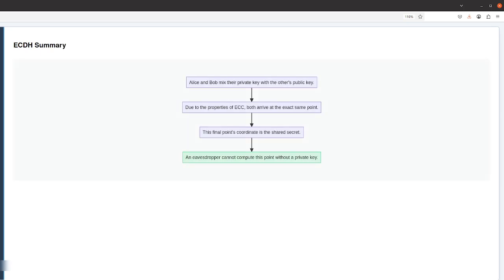ECDH summary. Let's recap what just happened. Alice and Bob started with their own private numbers and, by exchanging public points on a curve, were able to compute a final, shared secret point.